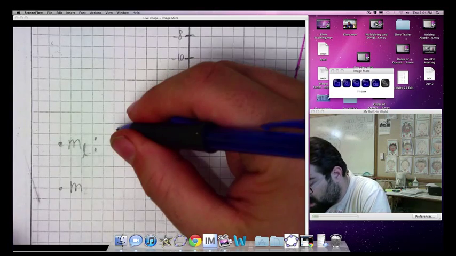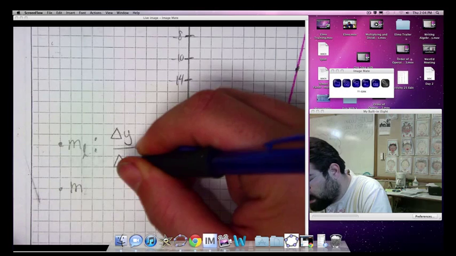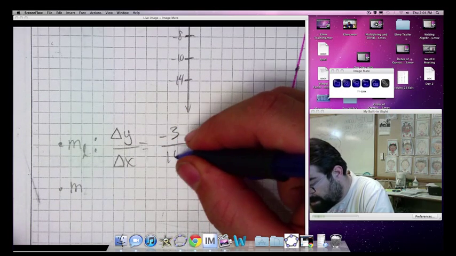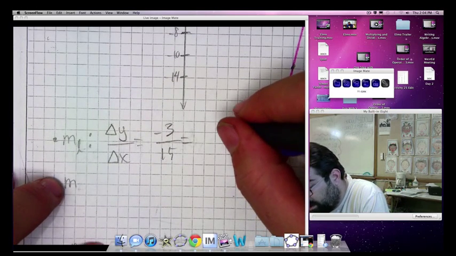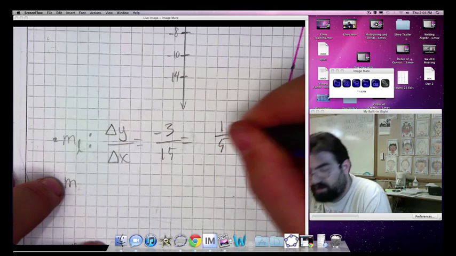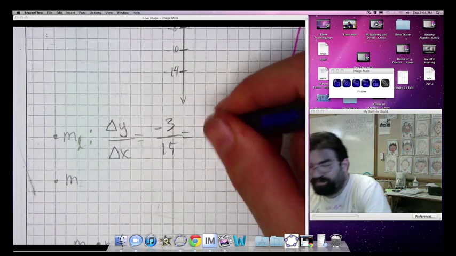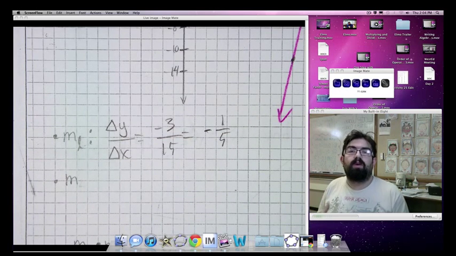Well, it went down by 3. So that's negative 3, and I went forward by 15. I'm going to simplify this fraction to 1 over 5, right? Divide top and bottom by 3, and I'm going to put the negative in front. I'm not going to leave it on top and bottom. So the slope ends up being negative 1 over 5. Cool.